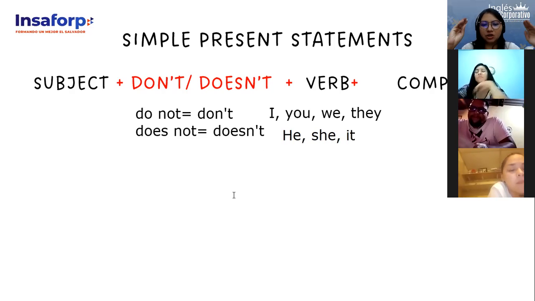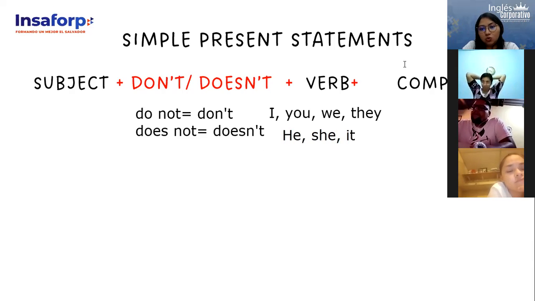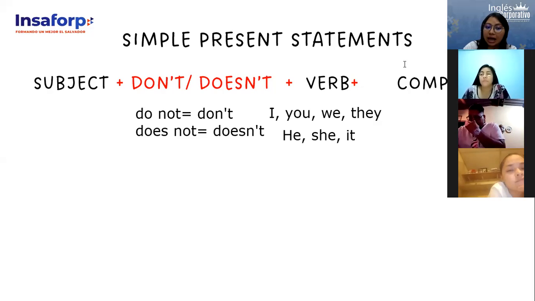If you keep this information in mind, you're going to be able to create this sentence. Esta es la base, recordar cómo se forman las oraciones. So do not equals don't, and you are going to use don't with I, you, we, and they. On the other hand, you're going to use does not equals doesn't with the third person, he, she, and it. He, she, and it, okay?